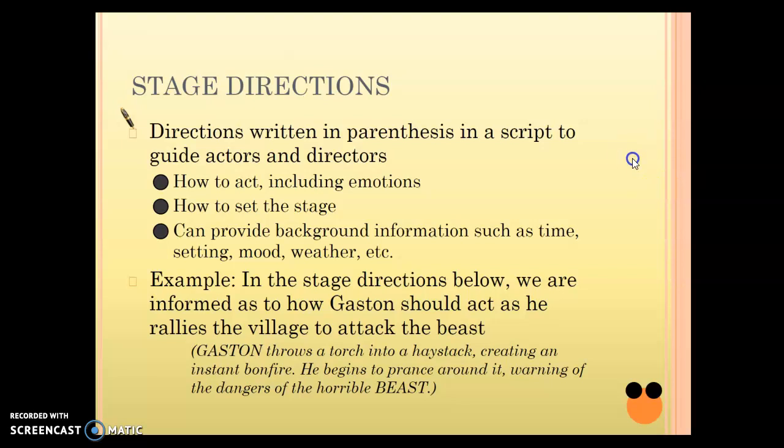This stage direction lets Gaston know not only what he's supposed to be doing, but also how he is supposed to be acting.